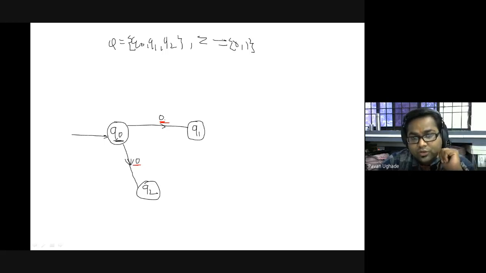Because from q0 over 0, if you are taking 0, you will be reaching to q1. q0 over 0, here you will be reaching to q2. So now it is a confusing state. In the deterministic finite automata, there should be a unique transition. Is it a unique one? It is not the unique one, right? So when such a situation happens, it is called non-deterministic finite automata.